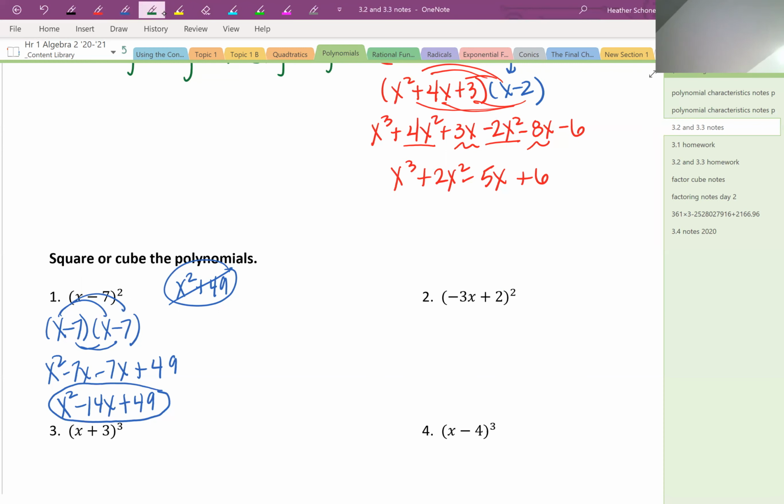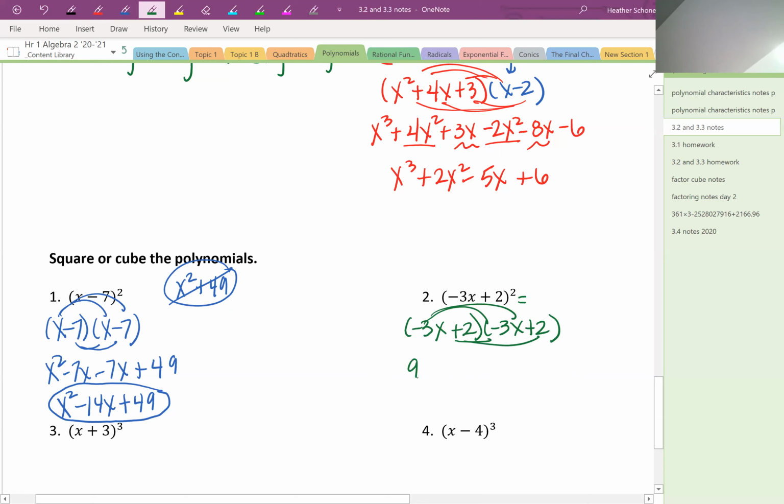Okay, let's try this again on number 2. So I'm going to write my 2 binomials because when it's squared, it means multiply 2 times. So you have negative 3x plus 2 times negative 3x plus 2. And now I need to multiply. So I get positive 9x squared minus 6x minus 6x plus 4. But I can combine like terms. So I have 9x squared minus 12x plus 4, and then we're done.